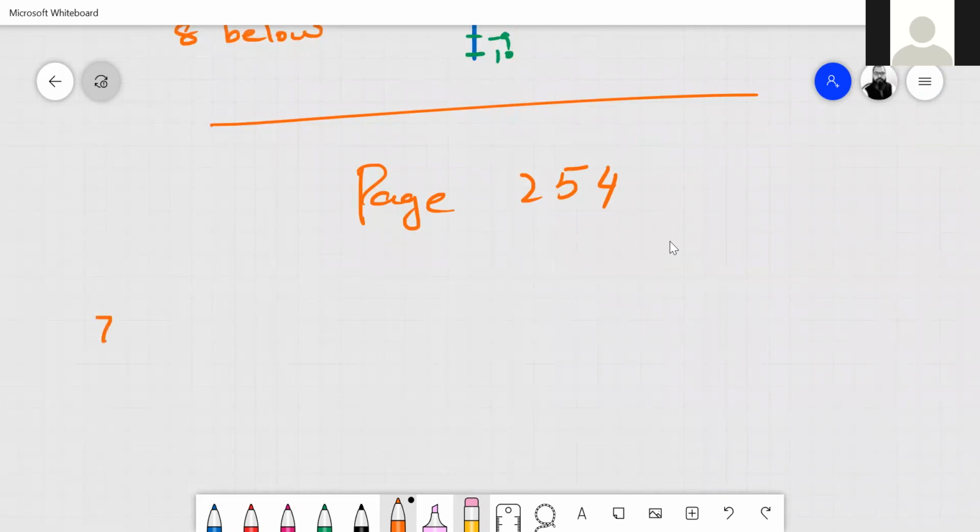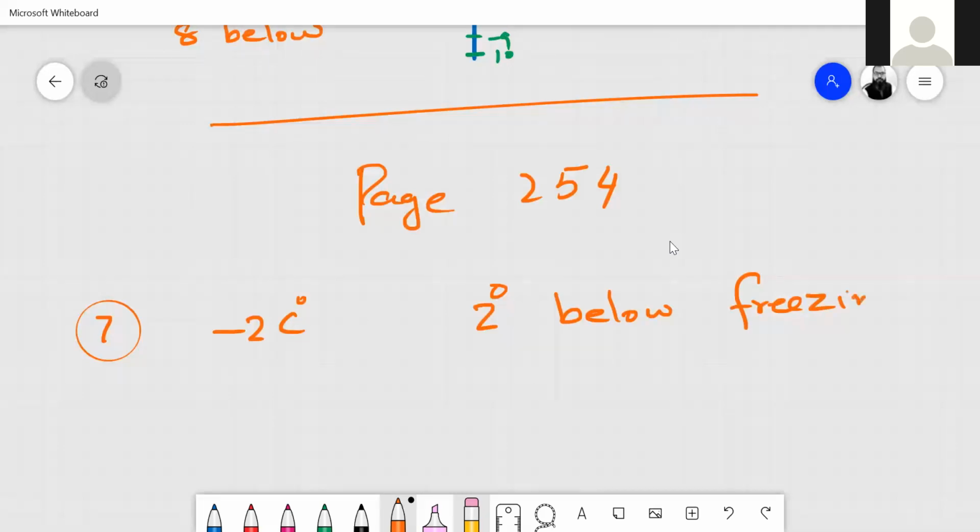Okay, now number 7. Write down in words the meaning of the following temperatures. Minus 20 degrees means below freezing. This is the answer. Okay, no problem. Question number 8.